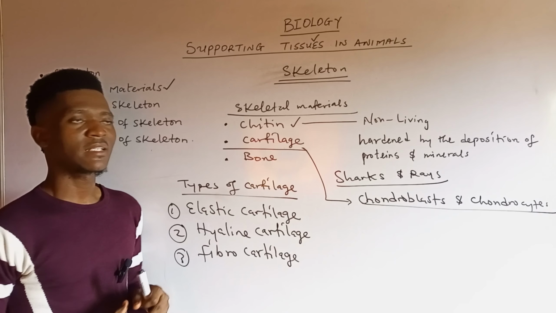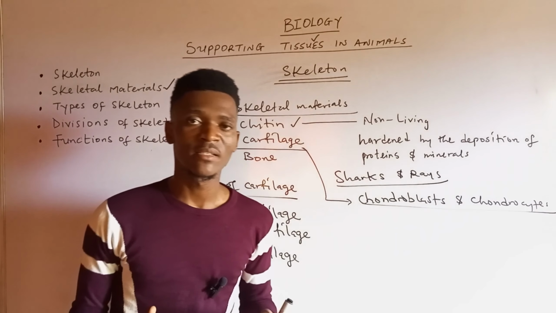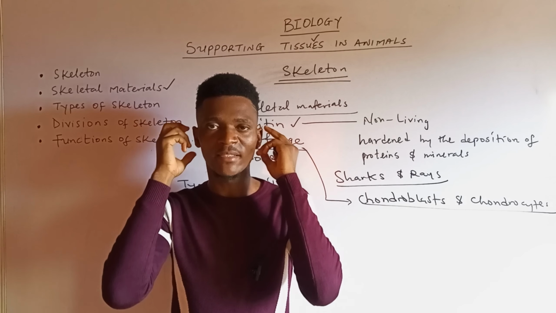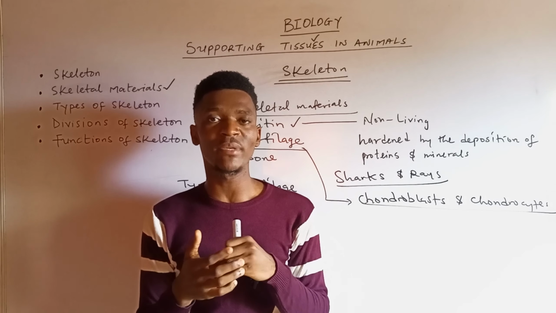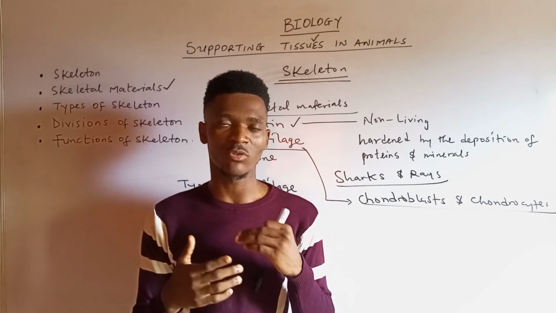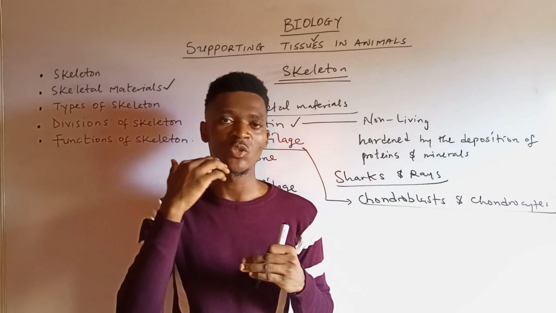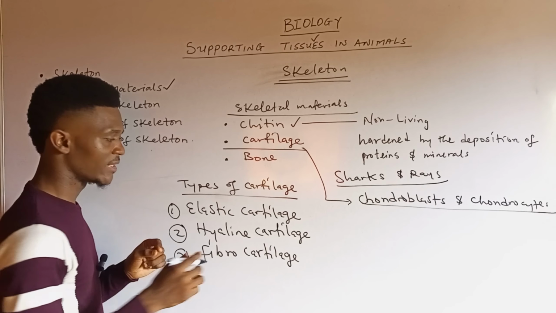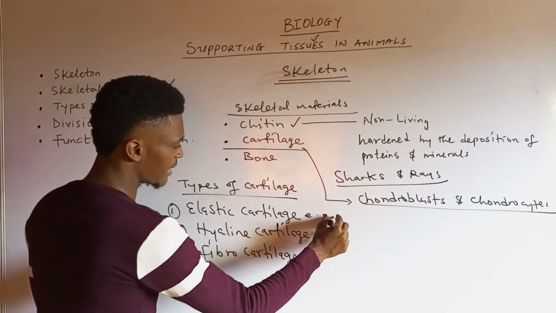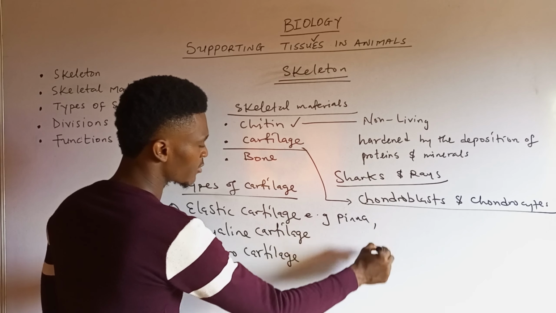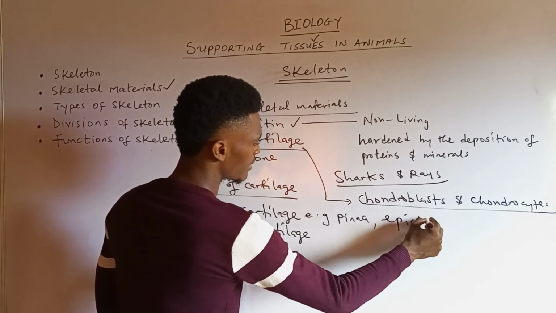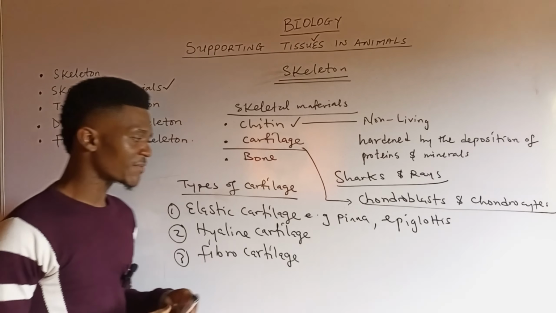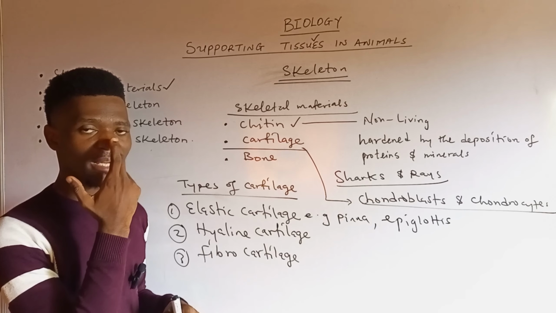And of course, elastic cartilage is actually present in the external ear, talking about the pinna. It's also present in the epiglottis, which is a flap-like structure that tends to cover the glottis during swallowing. All right. So you must take cognizance of the regions where they are present. For the elastic, this one is found in the external ear, also called the pinna, and it's also present in the epiglottis.